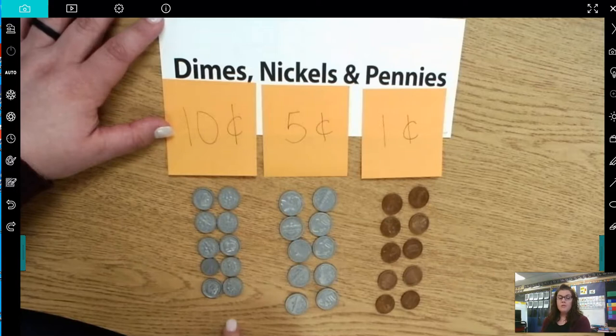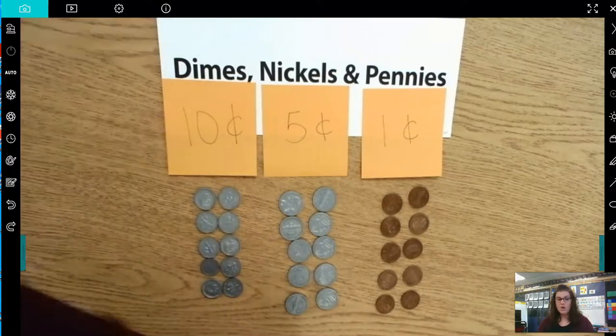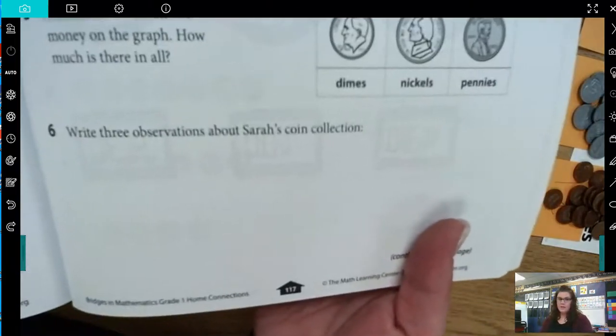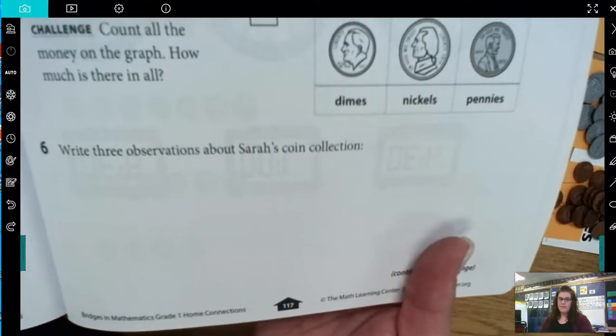Okay? So today we're going to be counting our change. We're going to be graphing and keeping track of how much we have for each coin. So let's grab our home connections book. Okay, we're going to open up our home connections book to page 117.